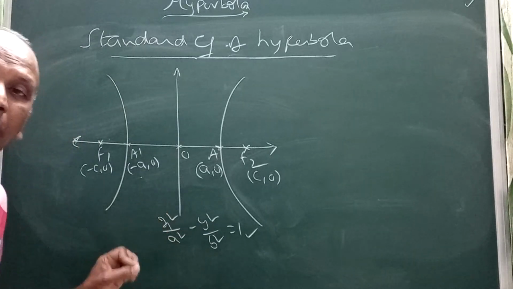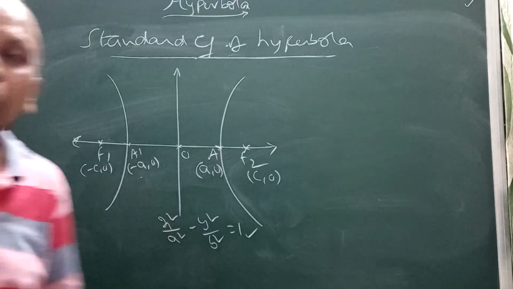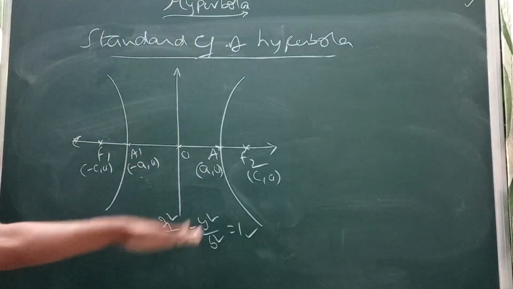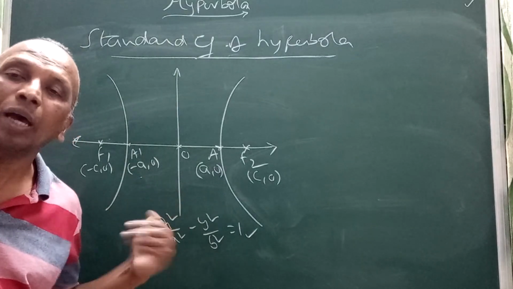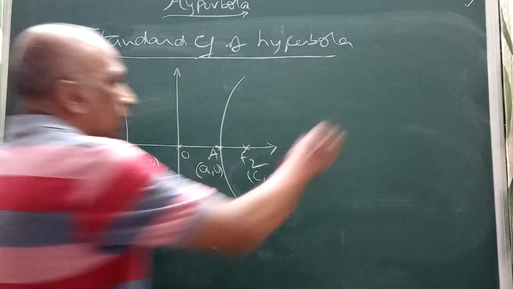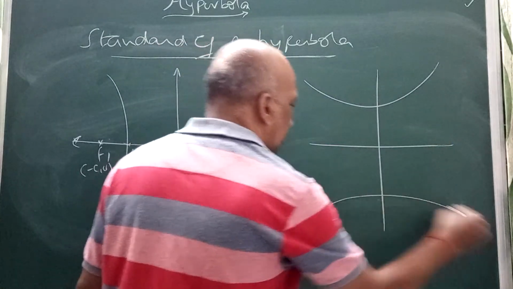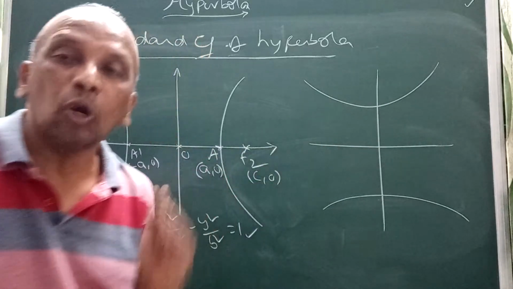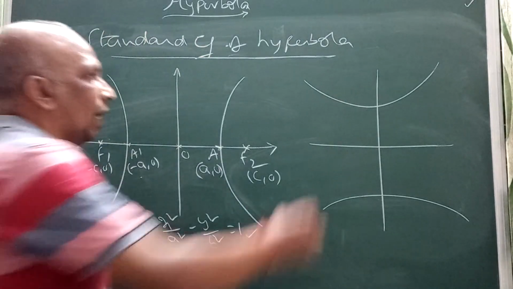So you can check whether the coefficient of x square or y square is positive. It should be positive, which means the transverse axis will be along that axis. Now suppose I take another one. Here the conjugate axis is along the x-axis and the transverse axis is along the y-axis.